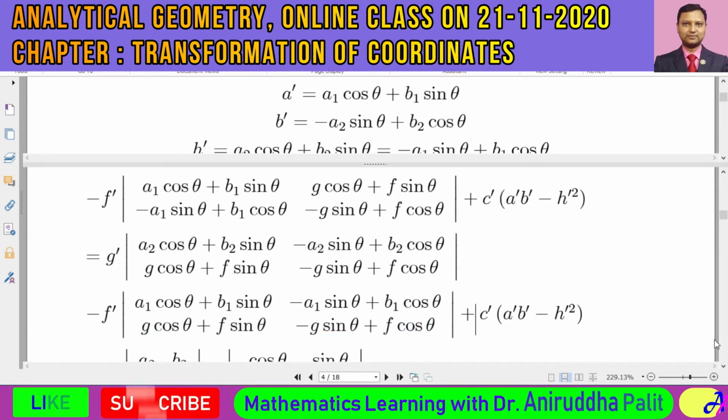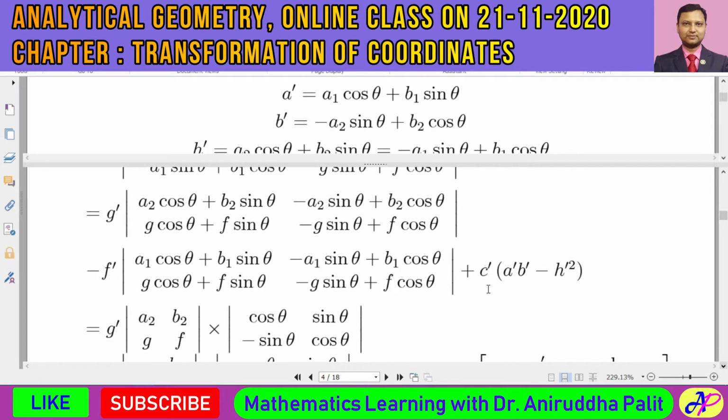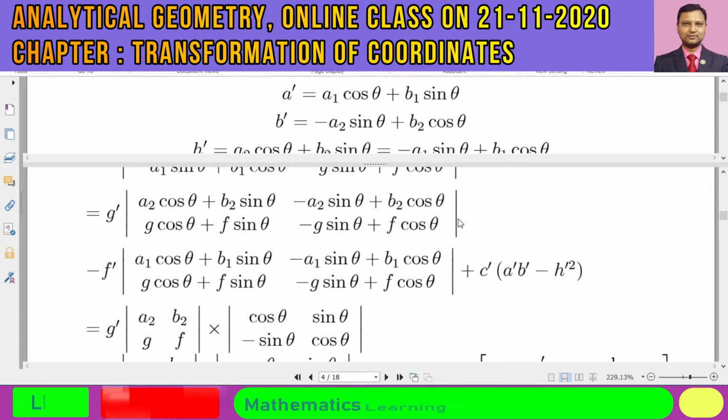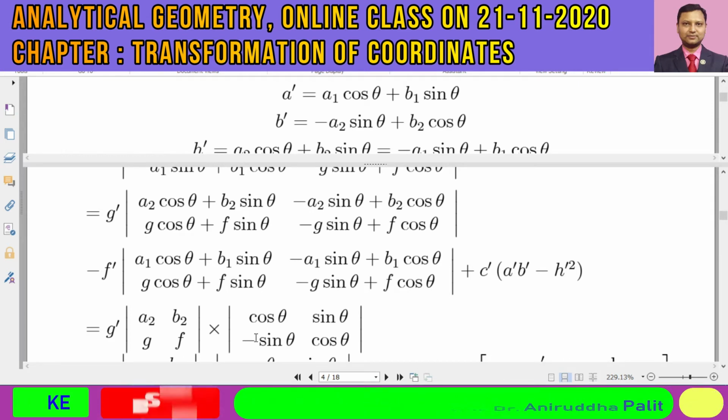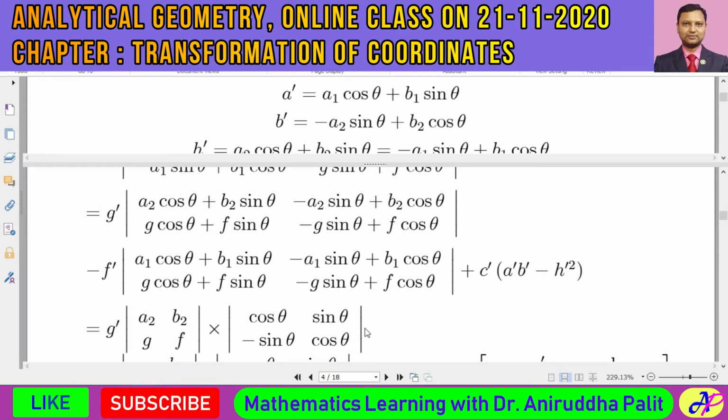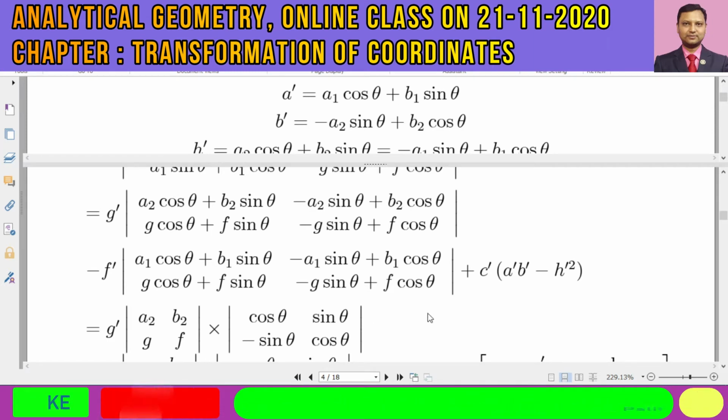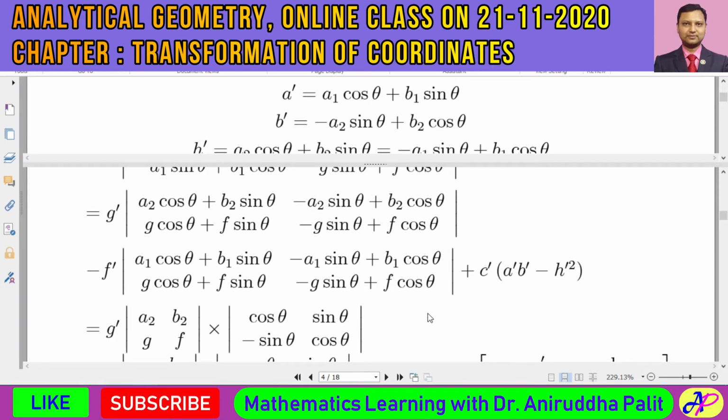Now we are trying to express this first determinant as the product of two determinants. You see, if you consider the row into row multiplication, because determinant multiplication can be done by row into row, then row into column, then column into row, and column into column. So all kinds of multiplication are valid in the case of determinants.